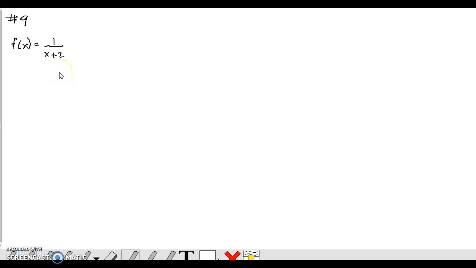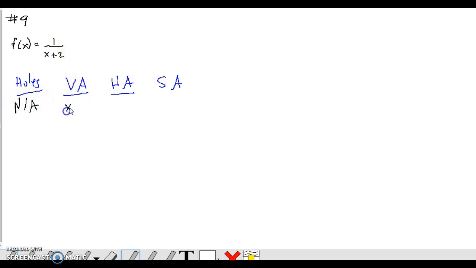Okay, so we're going to graph our function. We're going to walk through all of our steps. Remember that we want to find out if there are any holes, vertical asymptotes, horizontal asymptotes, and/or slant asymptotes. So the first thing we want to do is look at our function and see if there's anything in common between the numerator and denominator. Are there any factors? There's nothing in common, so we do not have any holes.